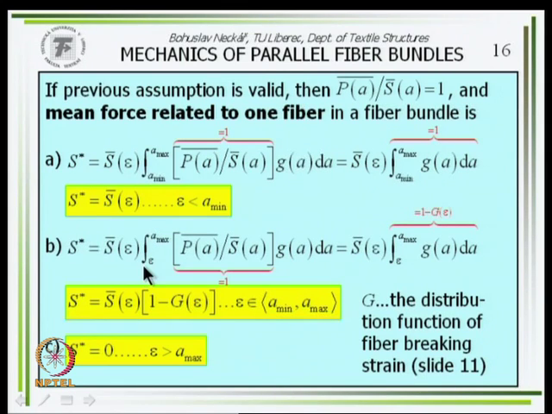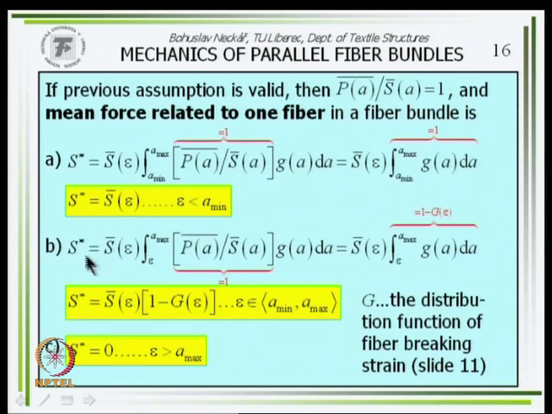And for epsilon equal to A min, we can write that the mean force per one fiber corresponds to our average function. In the second case, epsilon was in the interval from A min to A max. We derived this equation. After rearranging, meaning this ratio equal to 1, we obtain this. And it's the integral from epsilon to A max of g(A).